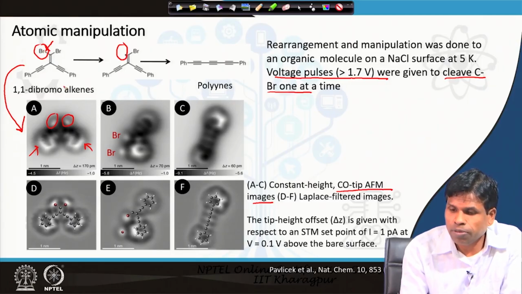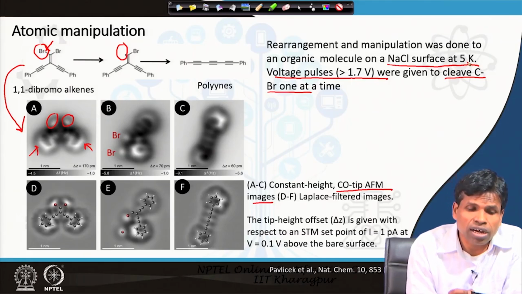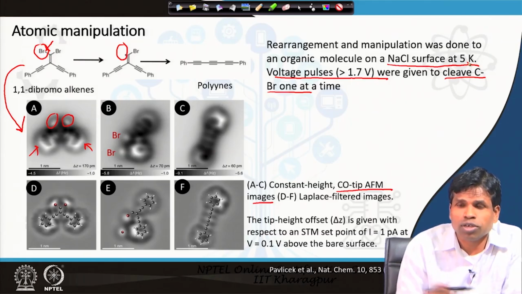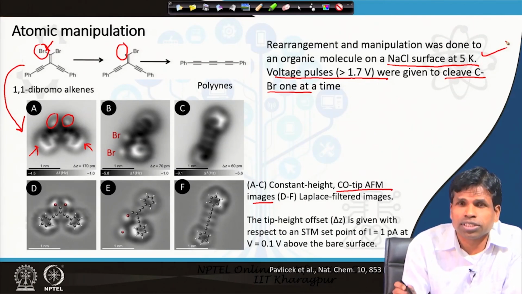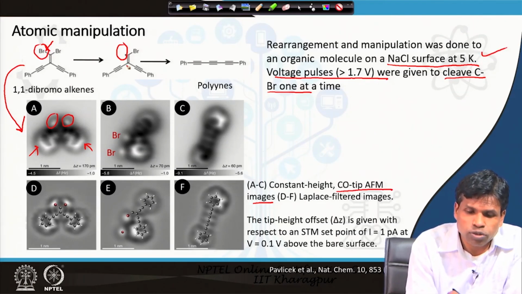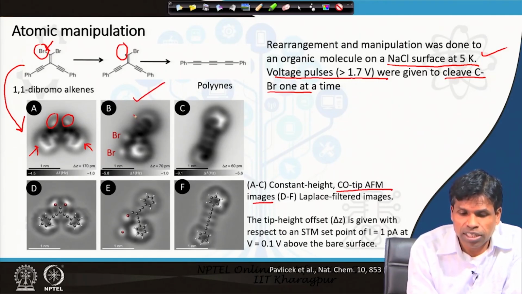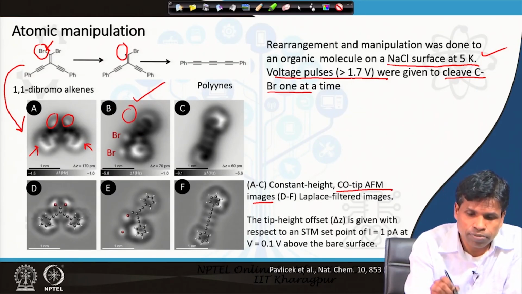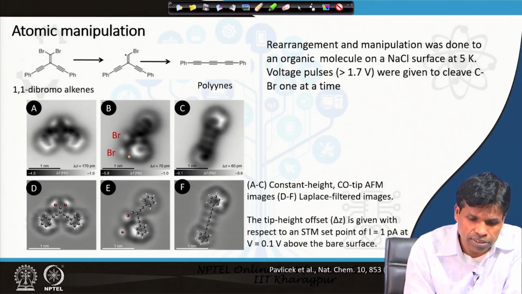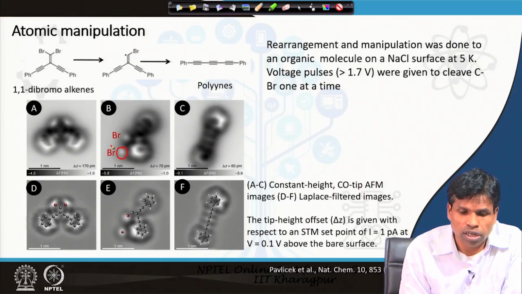This molecule was placed on a NaCl surface at 5 Kelvin. In order to make this molecule stable on the surface, you have to work at low temperature, because at high temperature diffusion and other things will occur, and the molecule will not be stable on the surface. So, low temperature measurement is performed, and as you see in the B image, that is the AFM image in the non-contact mode, one of the bromine atoms is gone. That bromine atom is here, no longer bonded to the alkene.